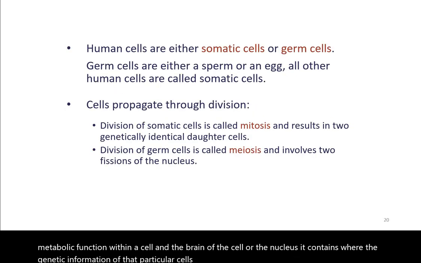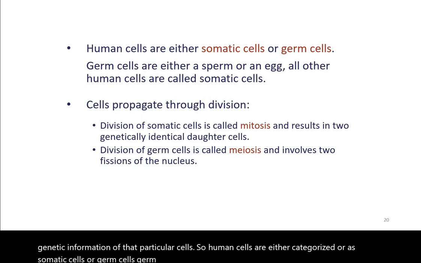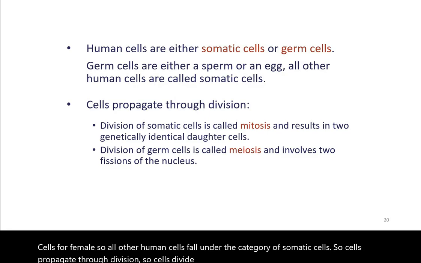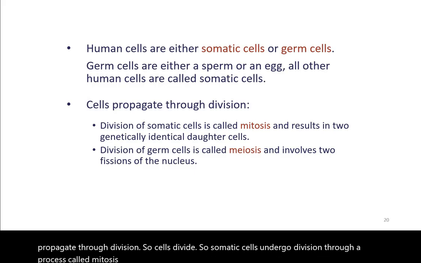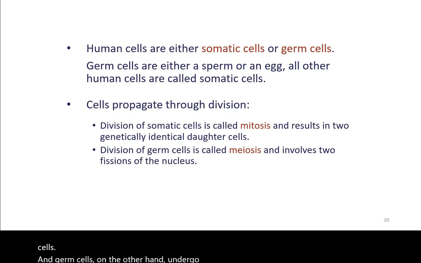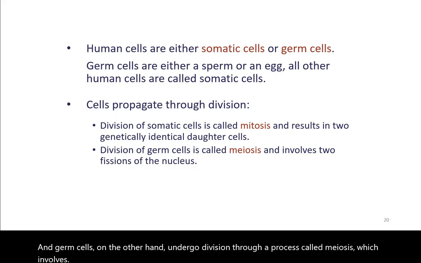So human cells are categorized as either somatic cells or germ cells. Germ cells can be further divided into sperm, or egg cells for females. All other human cells fall under the category of somatic cells. Cells propagate through division. Somatic cells undergo division through a process called mitosis, which results in the formation of two genetically identical daughter cells. Germ cells, on the other hand, undergo division through a process called meiosis, which involves two fissions of the nucleus.